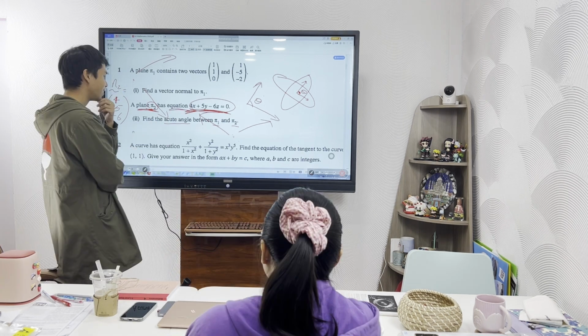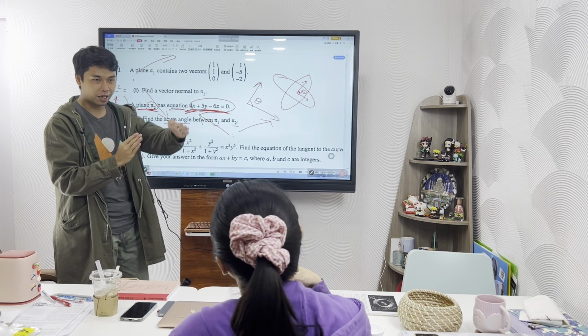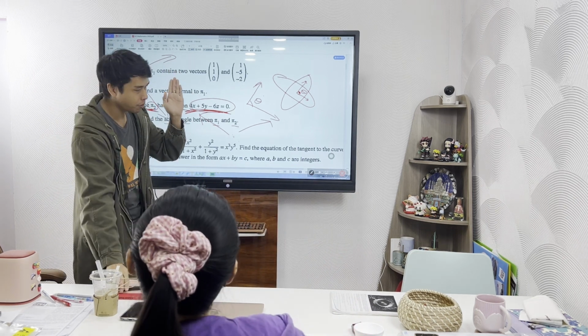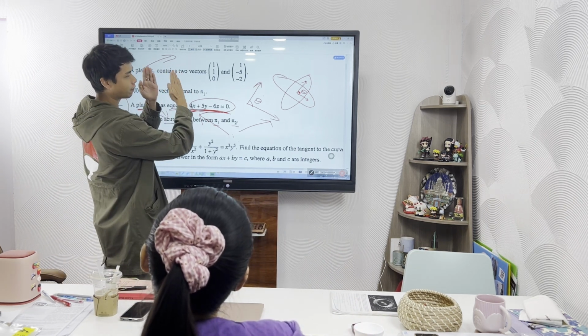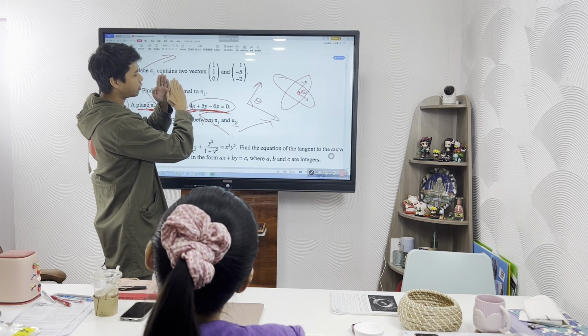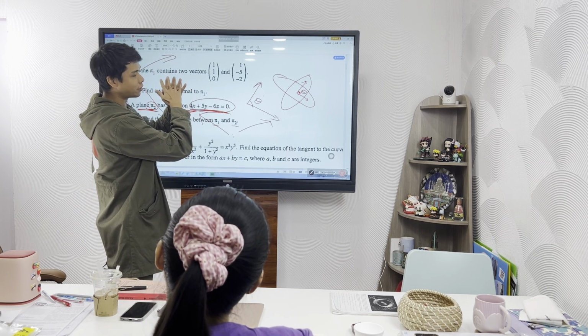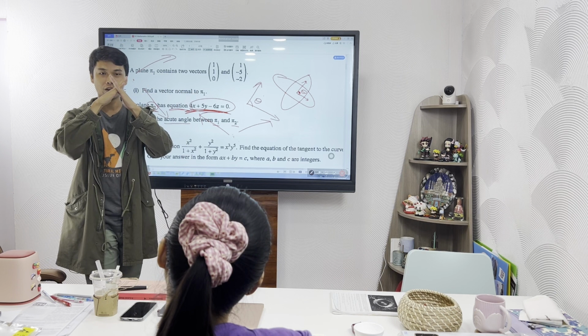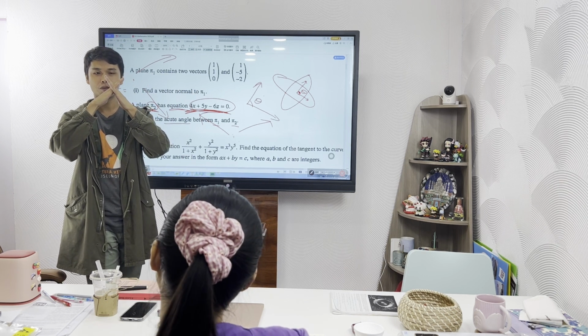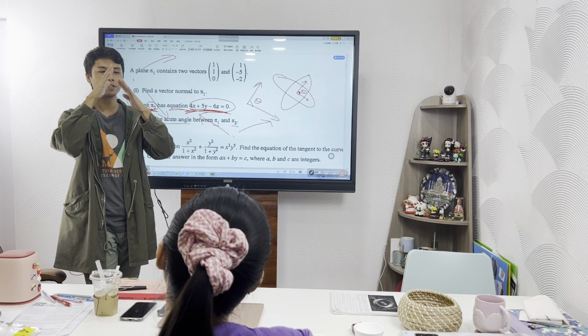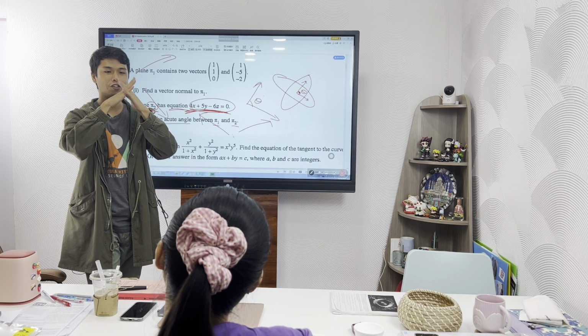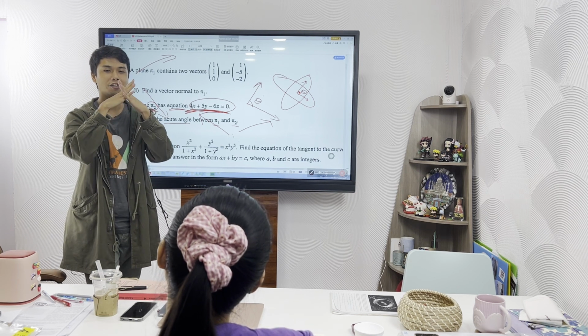Okay, so when you have two planes, imagine a plane like that and a plane like that. When they intersect, they will intersect like that, right? So there is an acute angle. Can you see? Where is the acute angle? It's between my fingers, right? It's like here.